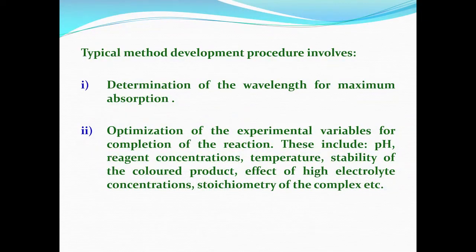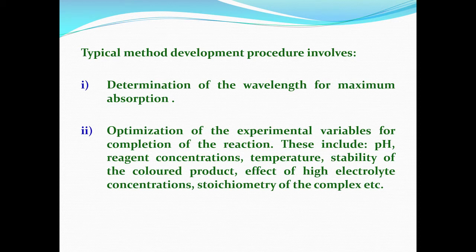What I have written here is the determination of the first thing: suppose there is a chemical reaction giving a color, then you want to know at what wavelength is the maximum absorption. Once you determine the wavelength for maximum absorption, I want to optimize the conditions for the maximum color reaction, maximum optimum completion of the reaction. So, what are the parameters that are influential in optimizing a chemical reaction? Obviously, they include pH, reagent concentrations, temperature, and then stability.